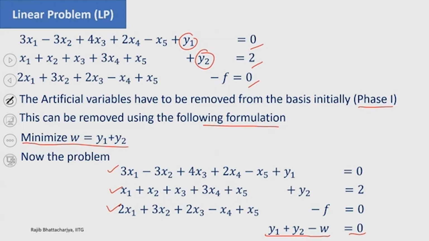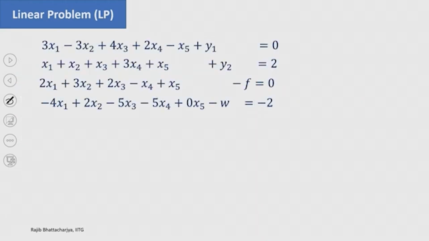So, what I am doing here is minimizing this objective function initially, that w equal to y1 plus y2, to remove y1 and y2 from the basis. The last equation is the objective function w equal to y1 plus y2. So, what we are doing is writing this y1 in terms of x1.